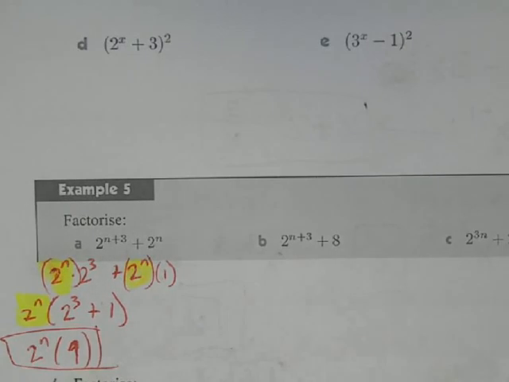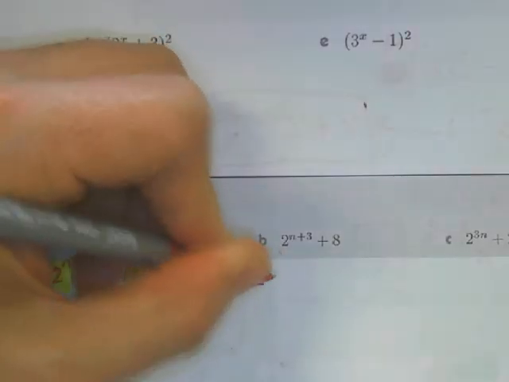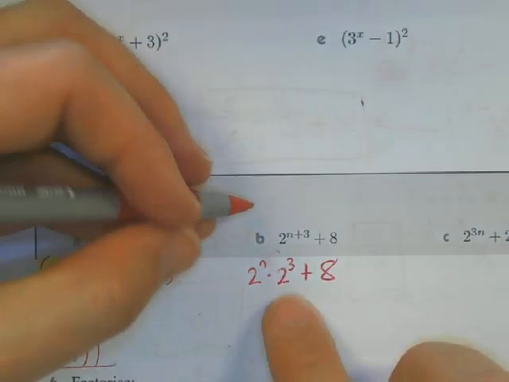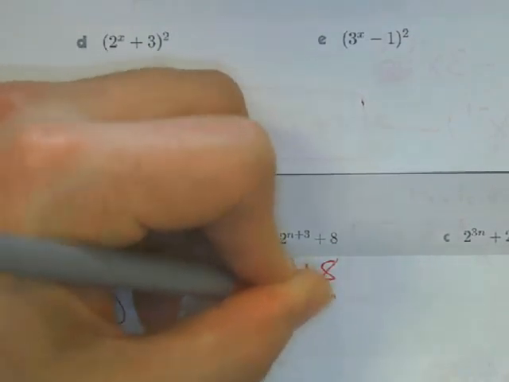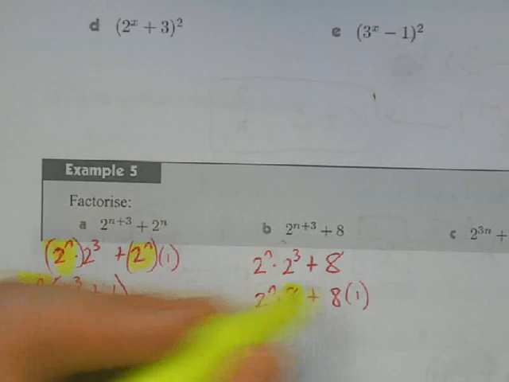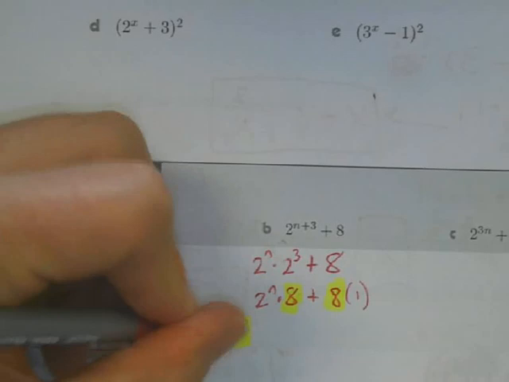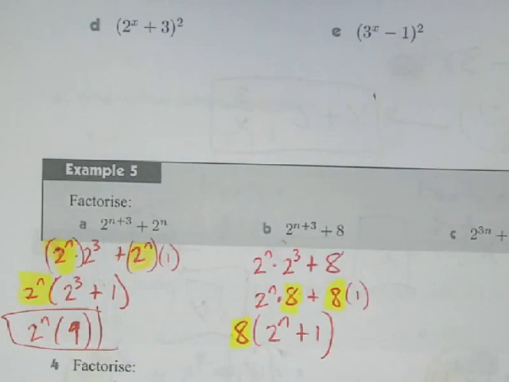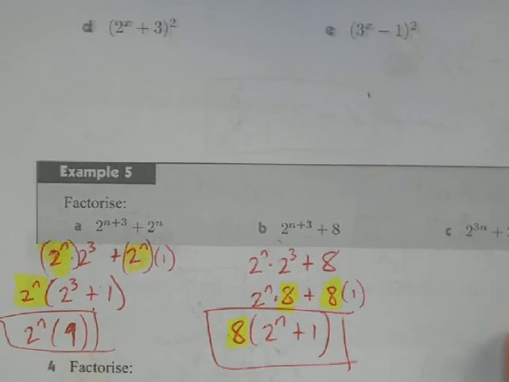Okay, this one here is 2 to the n times 2 cubed plus 8. Well, we know 2 cubed is 8, so I've got 2 to the n times 8 plus, let's just call this 8 times 1, just so we can see that we're going to use distributive property, and we're going to factor out the 8. And using distributive property, then we have 8 times (2 to the n plus 1). And that's factorized. Okay. We'll do one more of this style.